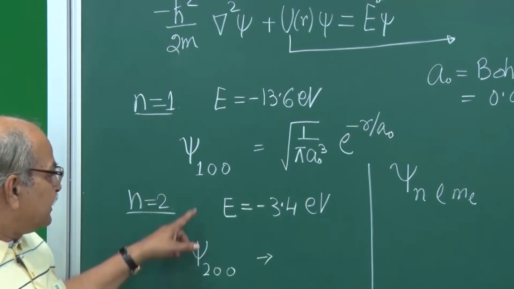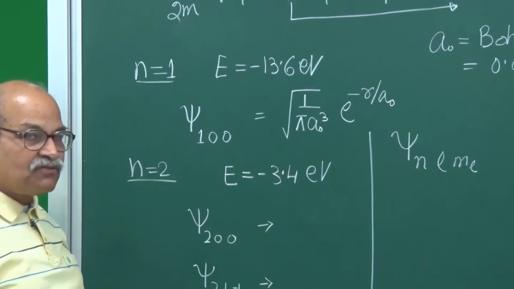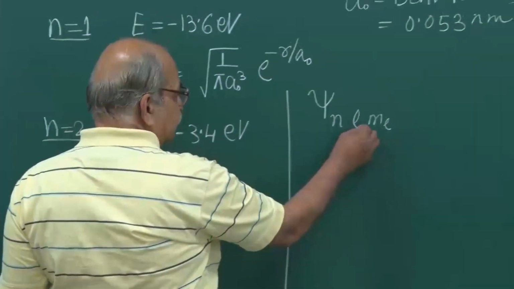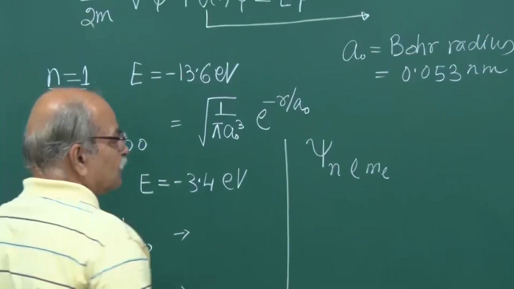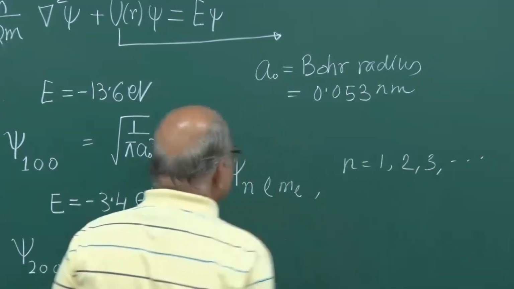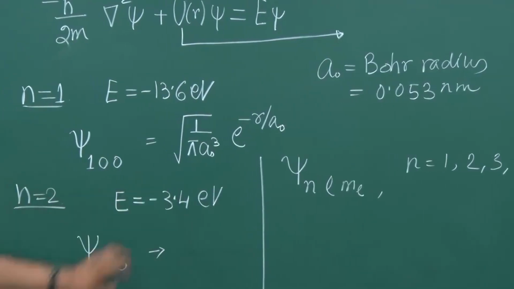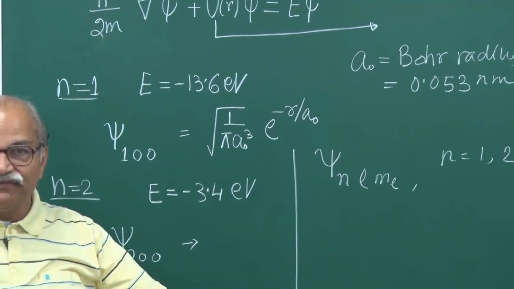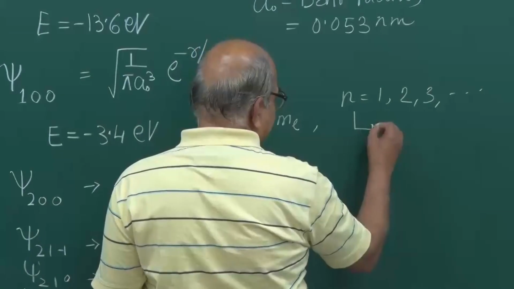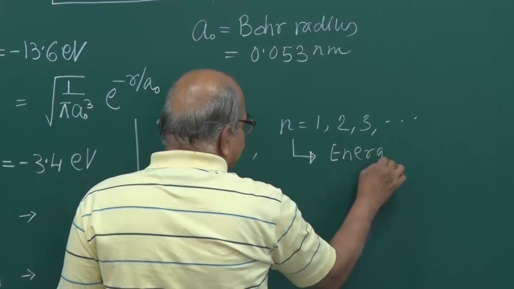So the first digit here is n. N is equal to 1, n is equal to 2, then n is equal to 3 and so on. Here n is 1, this is the energy, this is n equal to 2, this is the energy, n equal to 3, the energy will be minus 1.5 eV and so on. So that is n. You can say it is related to energy, at least in this case.